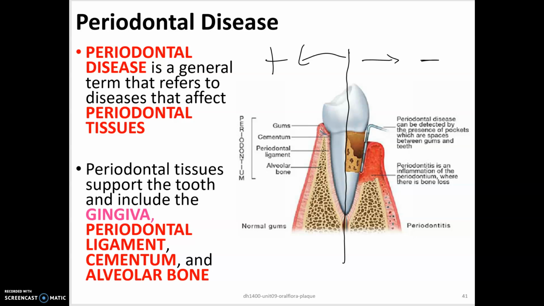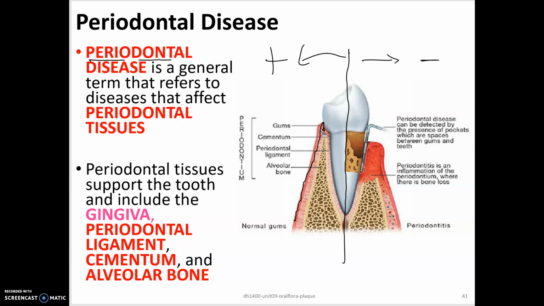So if we look up here, peri usually means to the side, and dont, of course, will refer to tooth. So the periodontal tissues are the stuff that are beside the tooth. We look at the gums, the gingiva, and that's going to be all the soft tissue here on the outside of the bone. We look at the cementum.